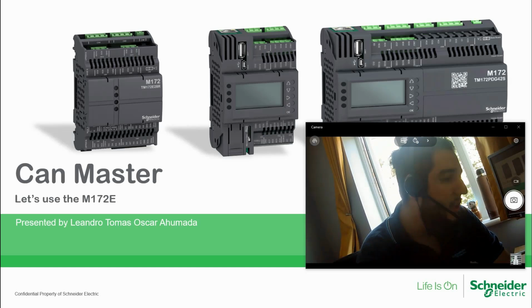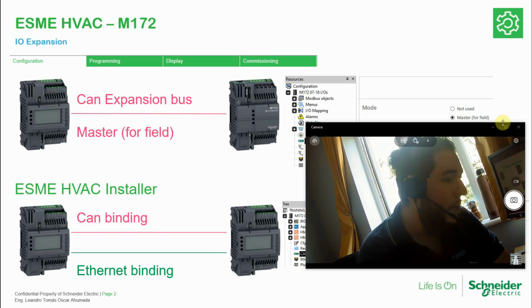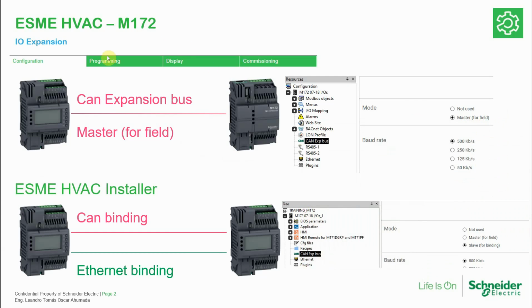So the first thing that you need to see is that we have different ways to communicate with the CAN. So for example, in this part, we're gonna see the master for field to communicate with the expansion modules, but we also have the possibility to communicate to other PLCs over CAN binding.